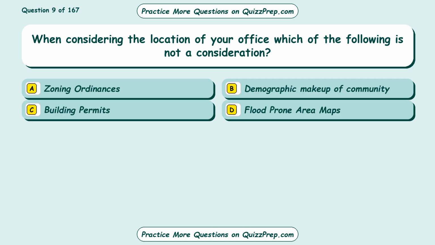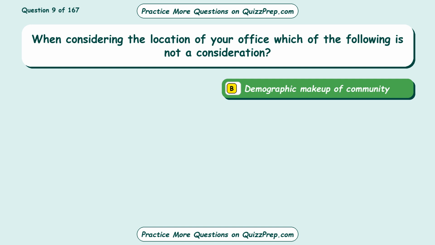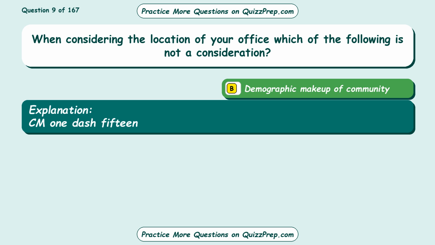Question 9. When considering the location of your office, which of the following is not a consideration? Option A. Zoning ordinances. Option B. Demographic makeup of community. Option C. Building permits. Option D. Flood-prone area maps. The correct answer is option B. Demographic makeup of community.